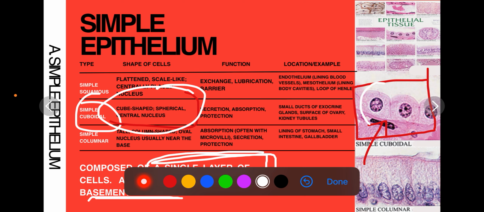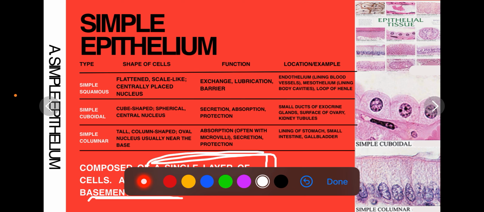Okay, here in this cube, as you see, there is a central nucleus, this big nucleus here. This is the nucleus of the cuboidal cell. Fine. Well, what is the function here? The cuboidal cells work in secretions, absorption, and protection. Examples: the small ducts of exocrine glands.